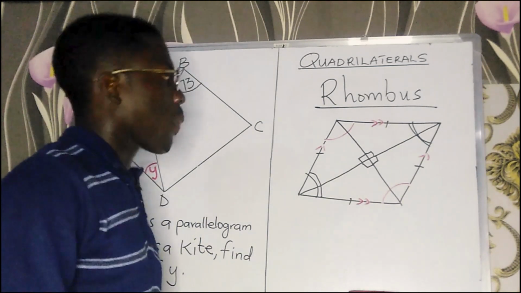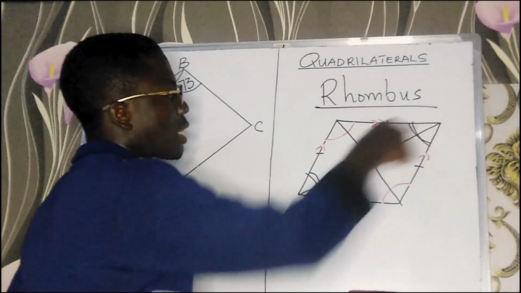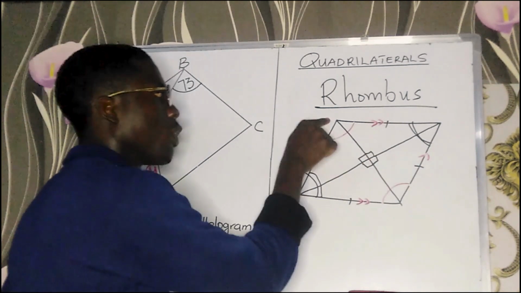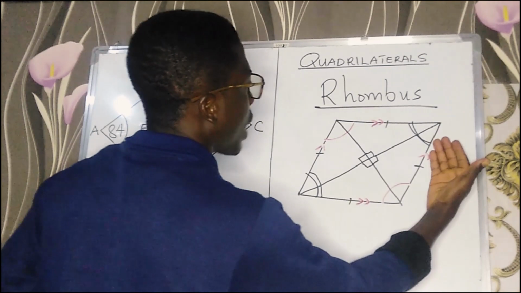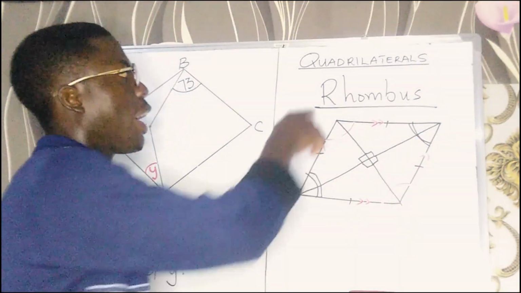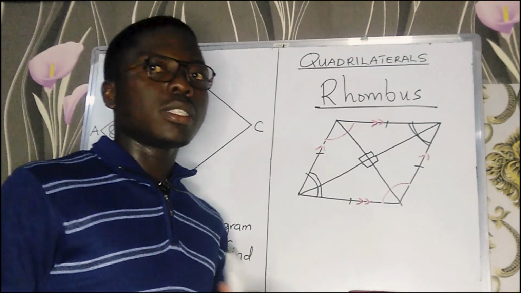Good. Now, it has 2 lines of symmetry, because you could see on the board, this line divides this diagram in a way that you can fold this half exactly onto this one, and also this one divides this in a way that we can fold this particular half also exactly onto this particular half. So a rhombus has 2 lines of symmetry.